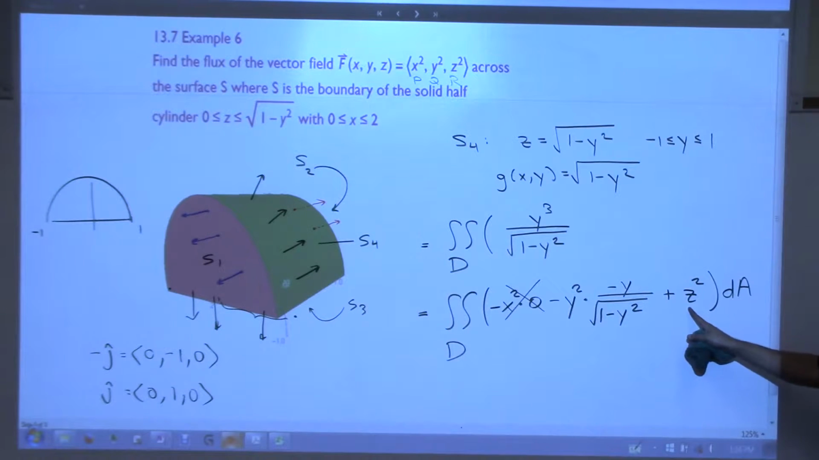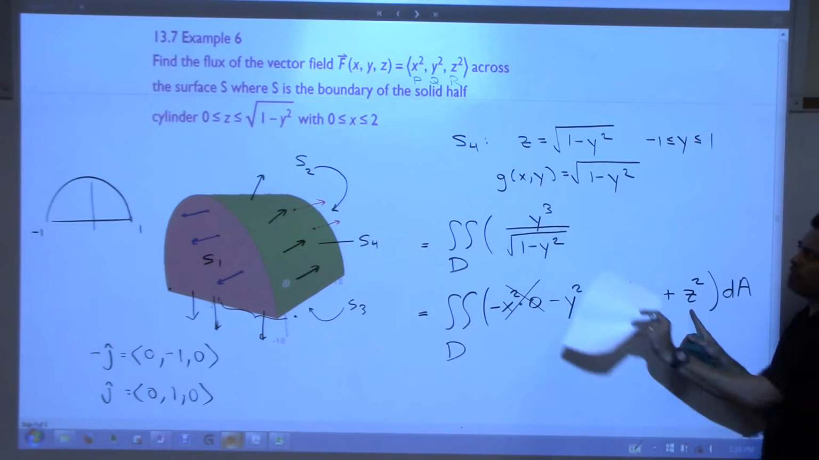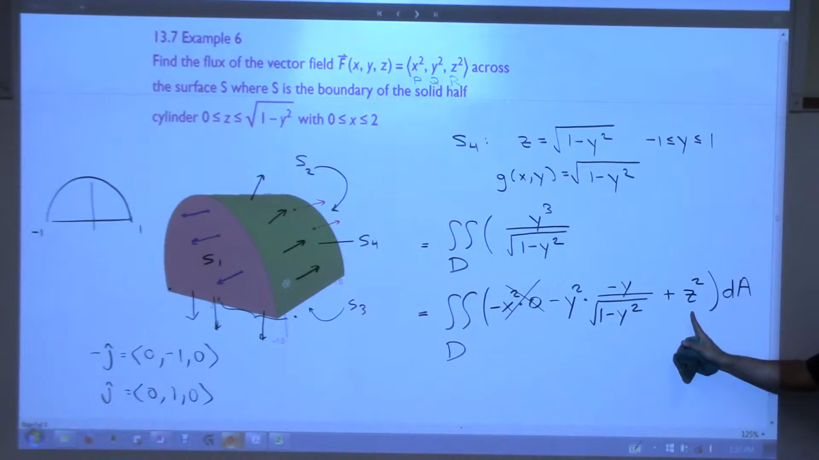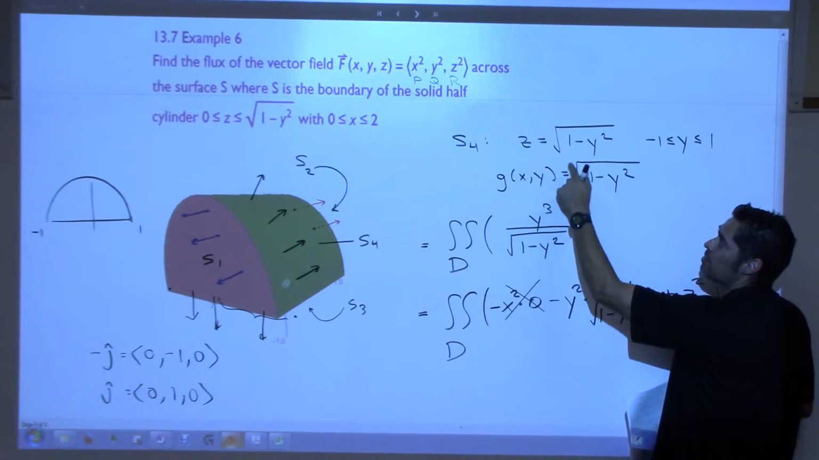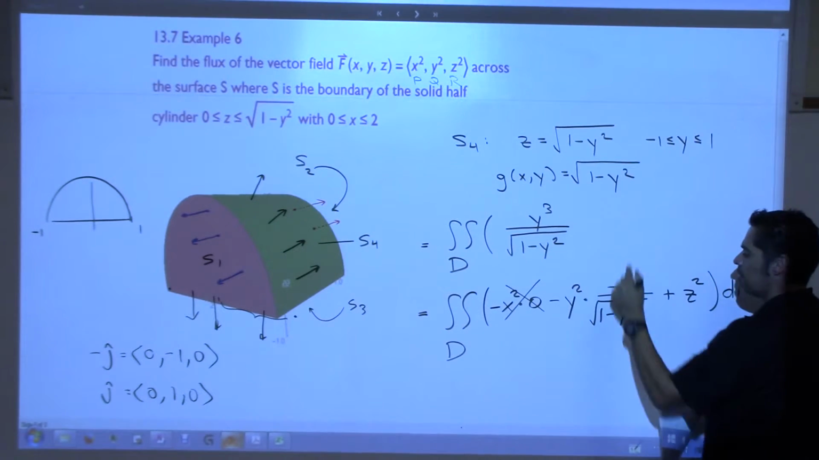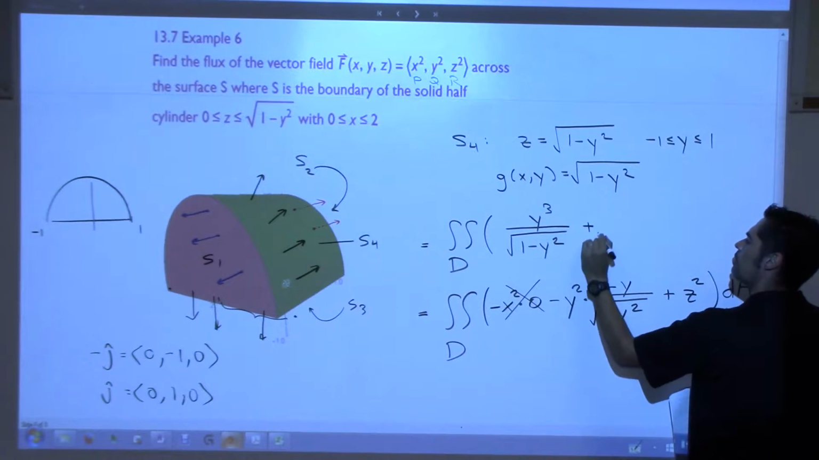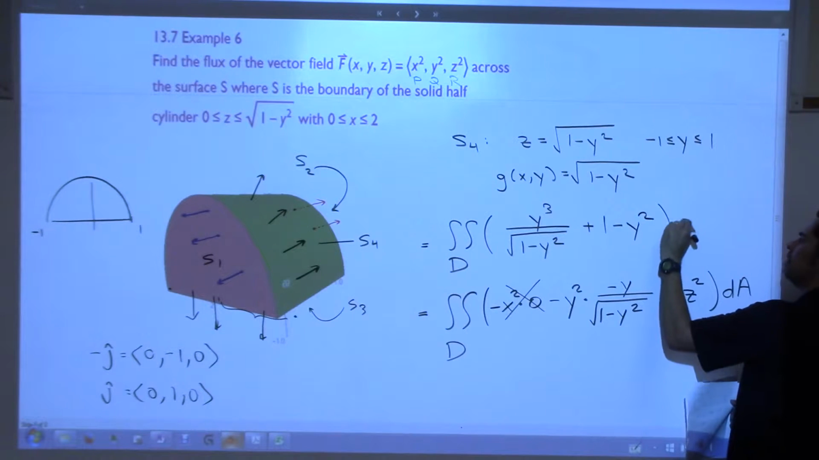Plus z squared. Now look, what are the integration variables going to be here? X and y, right? So we can't have a z in here. But do we know what z squared is? Well, that's what z is, right? So square both sides. So z squared is 1 minus y squared. So I'm going to replace this with 1 minus y squared plus 1 minus y squared. And then dA.